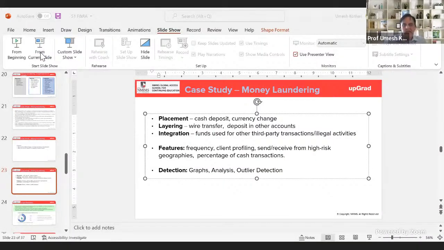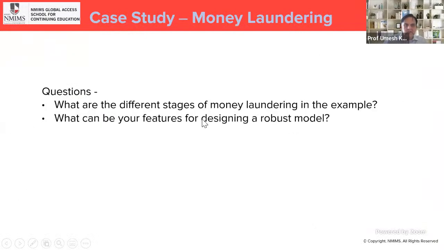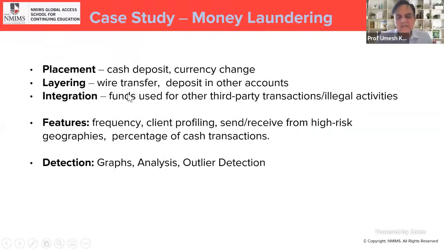So just to put these notes together of what we discussed. This is what we see in terms of placement: currency exchange made, cash deposits made. Layering: we saw wire transfer, deposits in other accounts. Integration is funding for illegal activities. Our model features include many more variables. Some of them are the frequency, the value, and the volume. What percentage of transactions were done in cash? What's the profile of the client? And then, which countries are they sending this money to in terms of transfer?